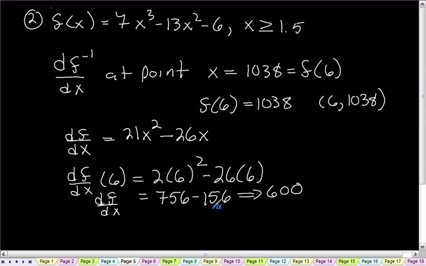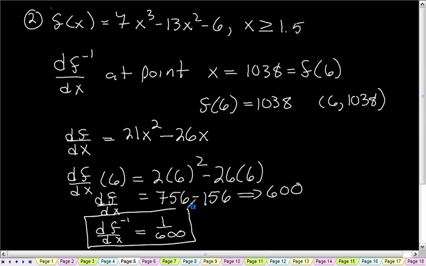Now, because we're looking for the derivative of the inverse, it would be the reciprocal. And the reciprocal would just be 1 over 600. And that's our final answer for number 2.